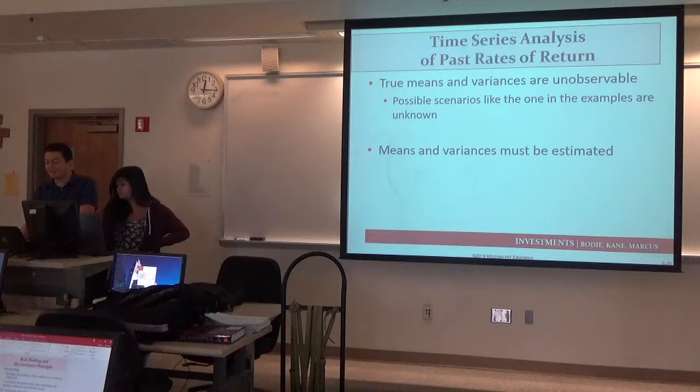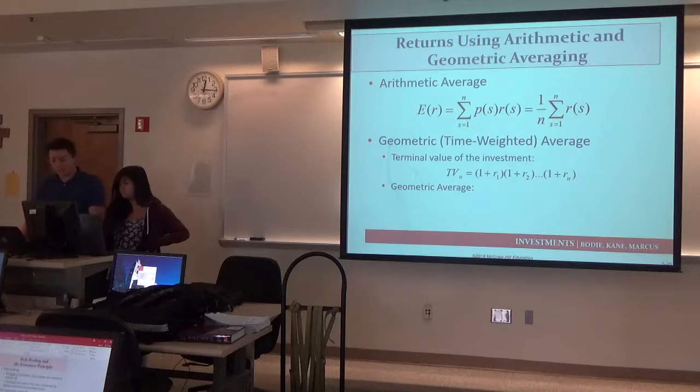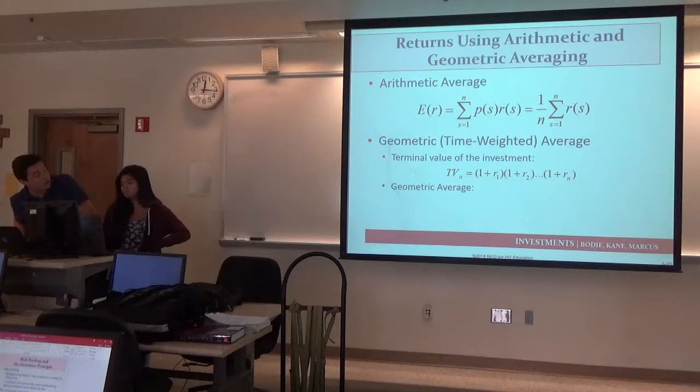Returns using arithmetic and geometric averages. Arithmetic average, that's the equation. Geometric time-weighted average: the terminal value of the investment is TV_N, 1 plus return 1 times 1 plus return of the second one, and then you go on, however many periods you have. So the geometric average, G, equals TV, which is the terminal value, to the power 1 over N, minus 1.